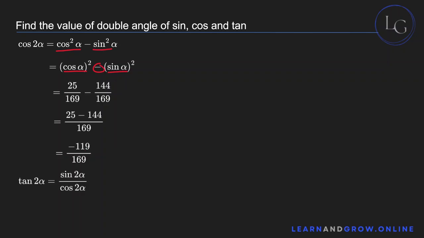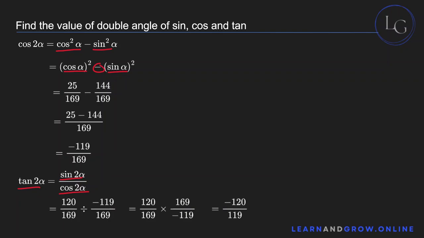Now, tan 2 alpha is just sine 2 alpha over cos 2 alpha. You do not need to use the double angle identity of tan 2 alpha. Just make your life simple. Divide sine 2 alpha by cos 2 alpha. We already found them out, so just divide them. So 120 over 169 divided by negative 119 over 169, and that is equal to minus 120 over 119. So this is tan 2 alpha. Fairly simple, right?